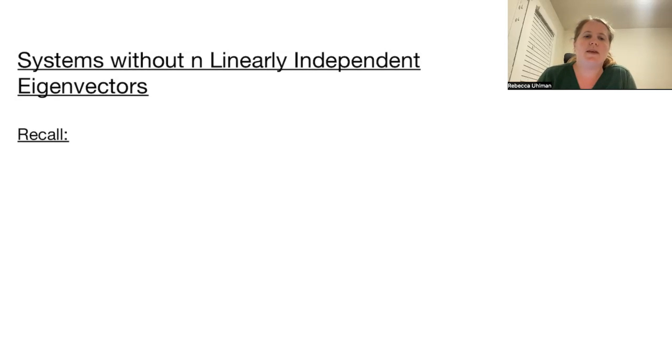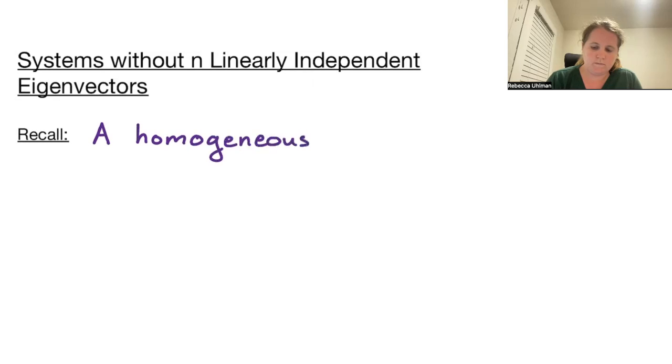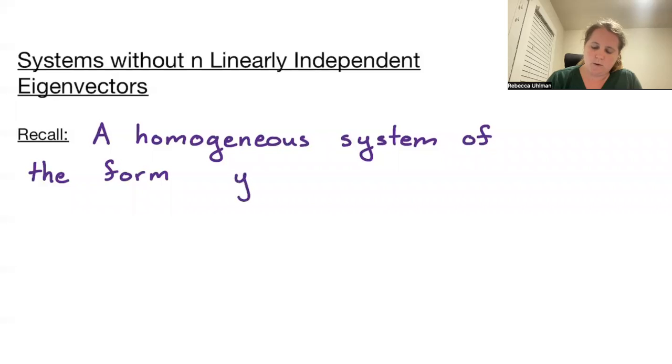On to systems without n linearly independent eigenvectors. So recall a homogeneous system of the form y prime is equal to capital A times y, where A is an n by n constant matrix.